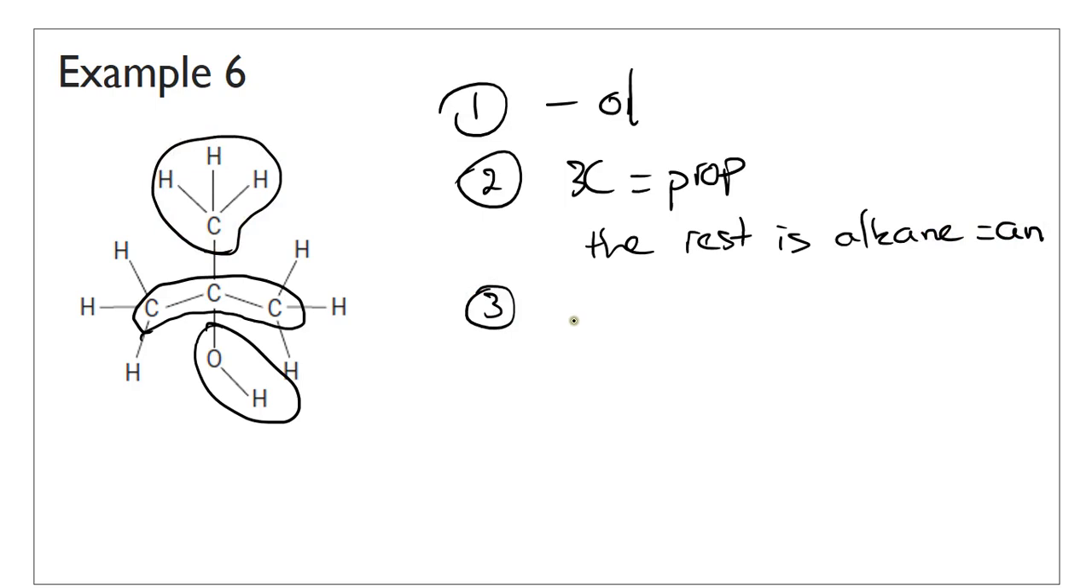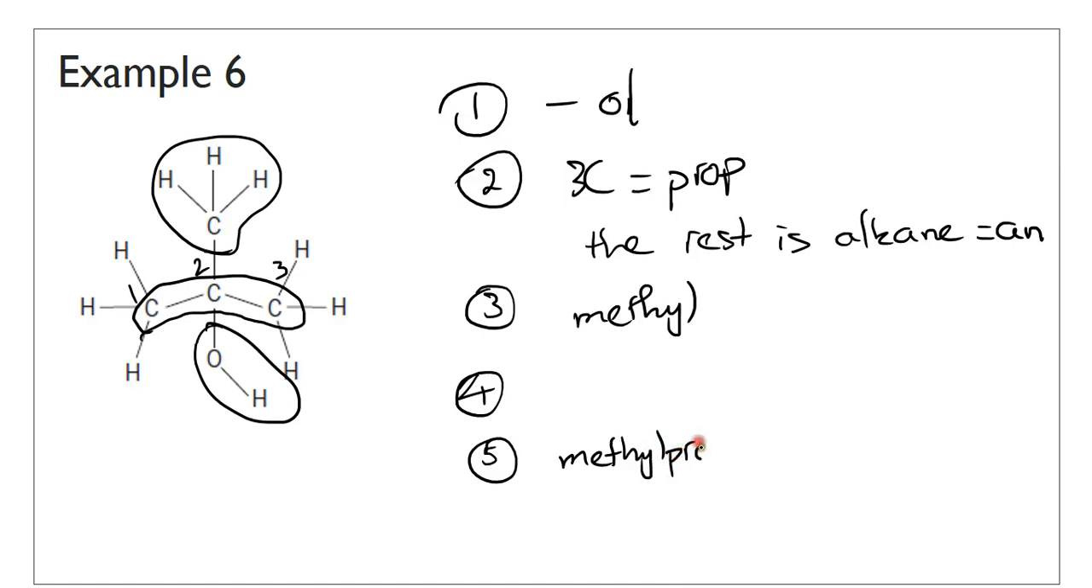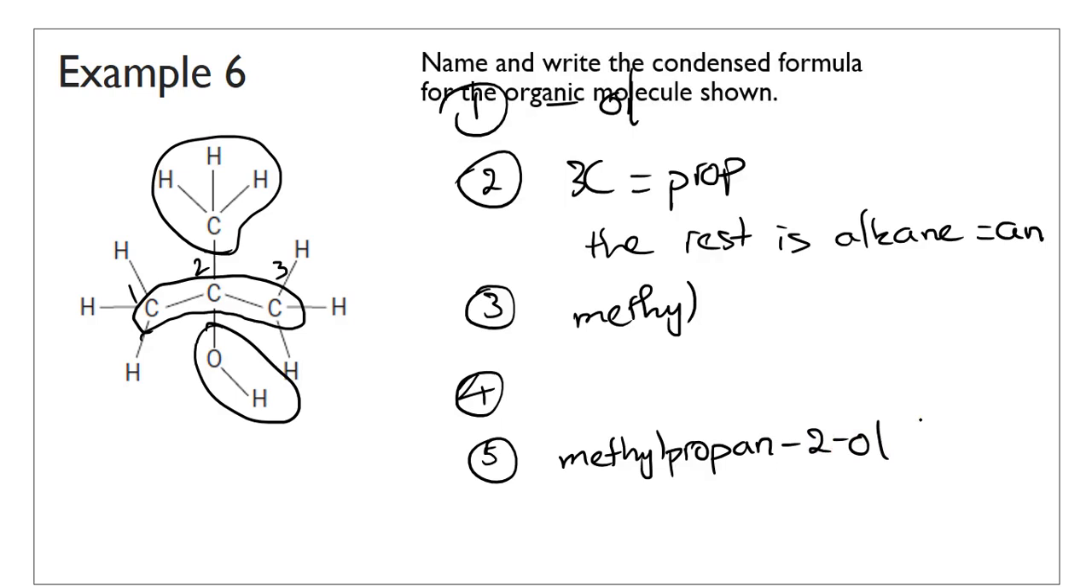The branch is a methyl. I don't have to indicate the position of the branch, but I have to indicate the position of the hydroxyl, but in this case it's in the middle, so it doesn't matter from which end I start numbering. And name, so methyl. You don't have to say 2-methyl, it has to be on the second carbon. Methyl prop, 3 carbon, AN, the rest is alkane. 2-ol. 2-Methylpropan-2-ol is the name of this.